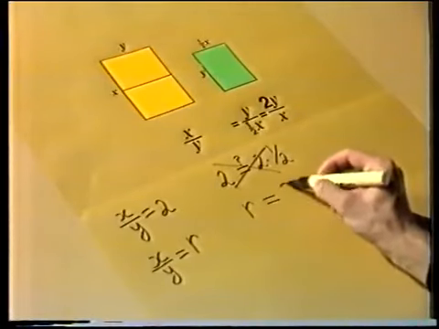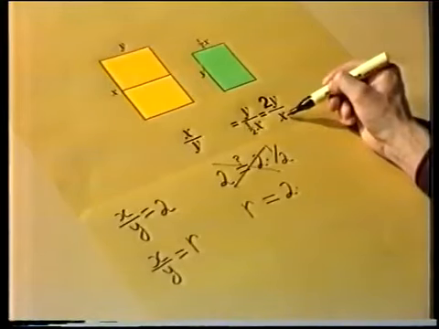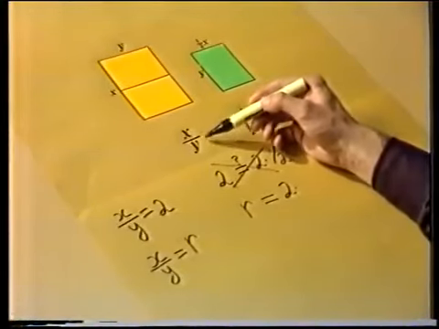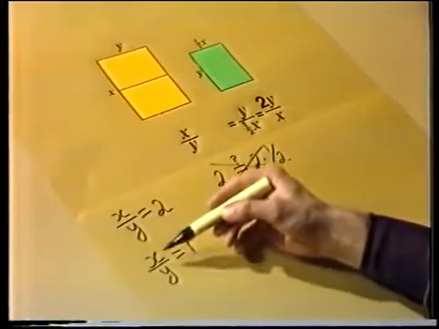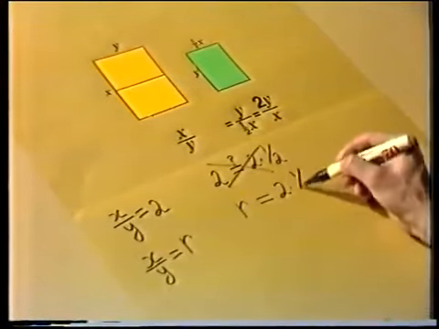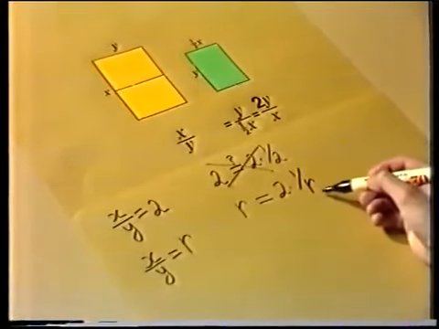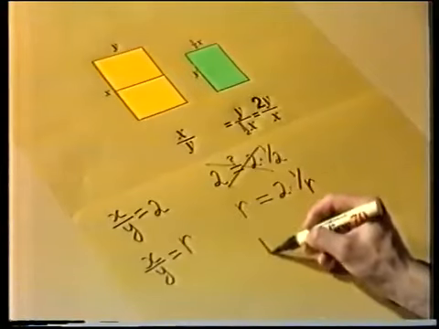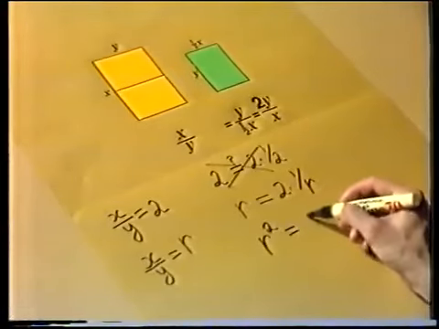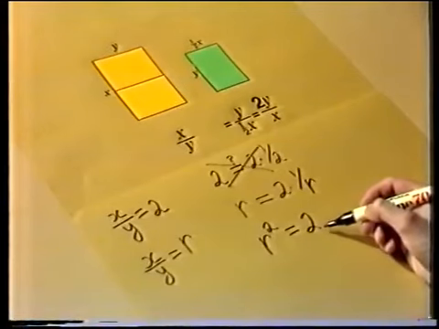r is equal to 2 times, that's the 2, y over x. Well, again, that's the reciprocal of x over y, but x over y is equal to r, so I want the reciprocal of r, 1 over r. There's my equation. Let's get the r over on the left-hand side. r squared equals 2. Therefore, r equals plus or minus root 2.